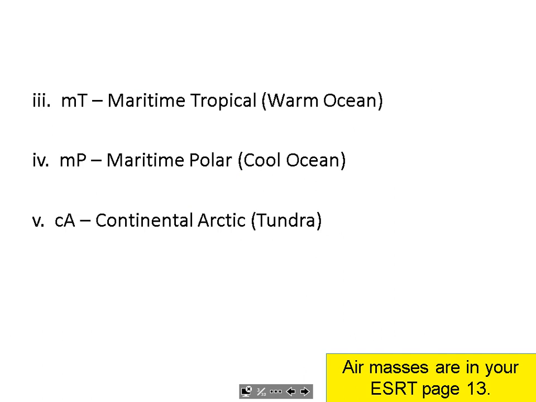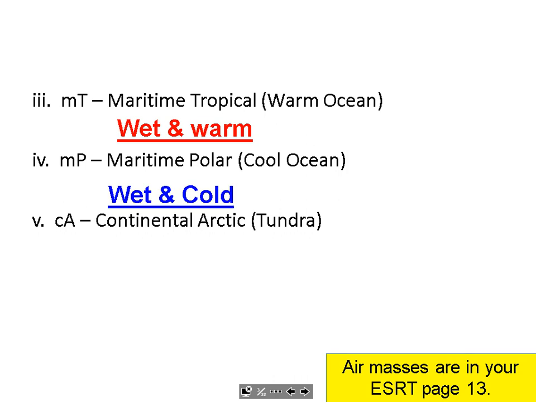Our remaining 3 air masses, we have the mT, which is maritime tropical. Maritime refers to water. So if we have an air mass forming over water, there's going to be a lot more evaporation, so there's going to be more moisture in there. And if it's a tropical air mass, it's forming over a warm ocean, so the air mass is going to be wet and warm. A maritime polar air mass, again, maritime is wet, polar is cold, so this is going to be a wet and cold air mass.